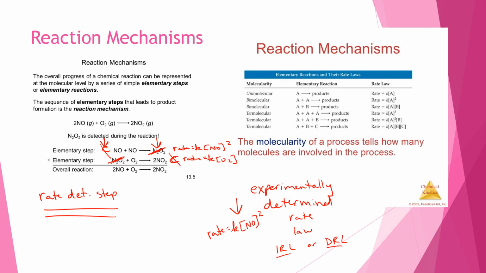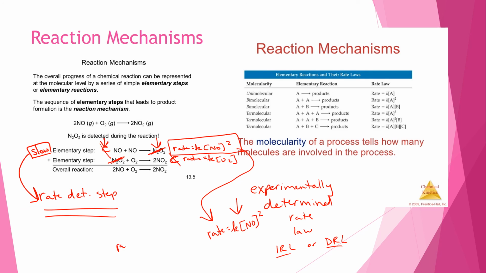I continue to add up the elementary step rate laws until I reach my experimentally determined rate law. So you see how if I stop at this first step, then that is equivalent to the rate law that I found experimentally. So that means that this first step, the elementary step, is my slow step, which is my rate determining step.